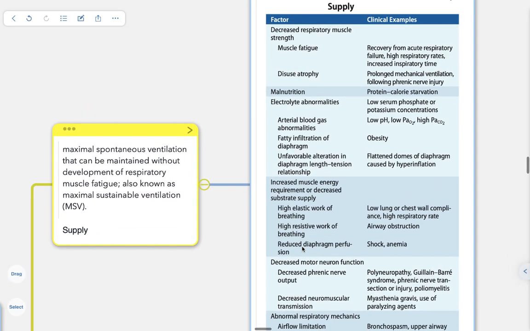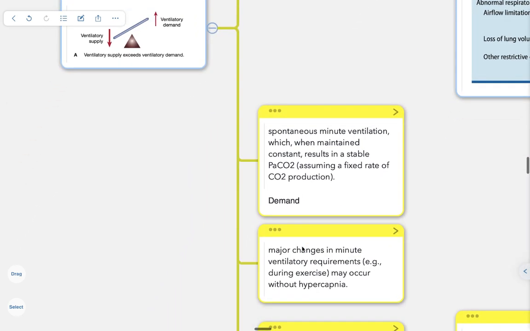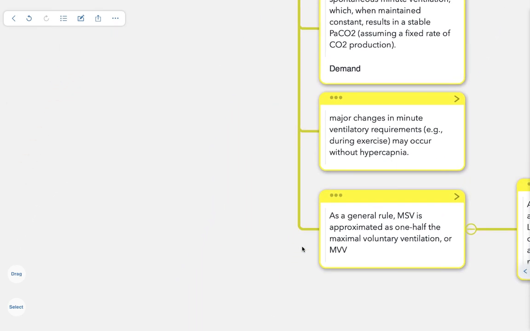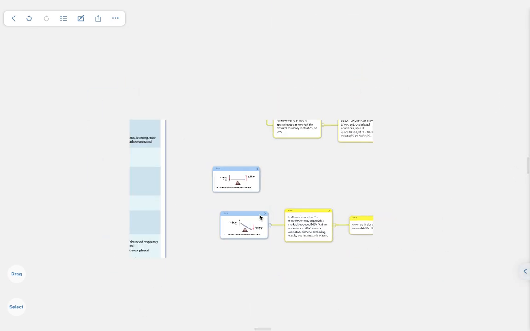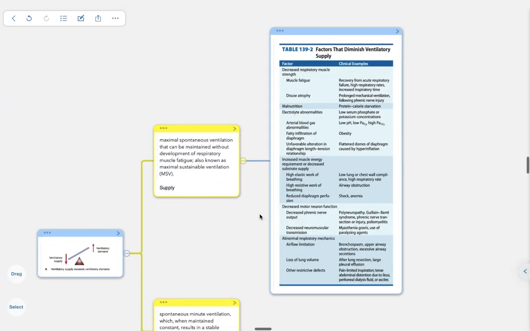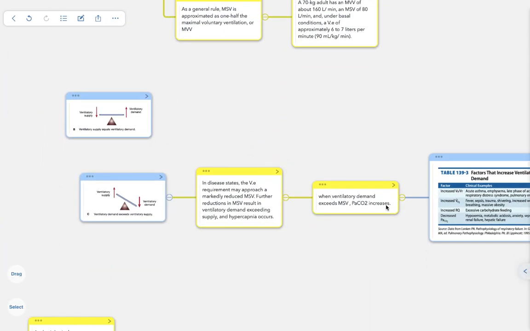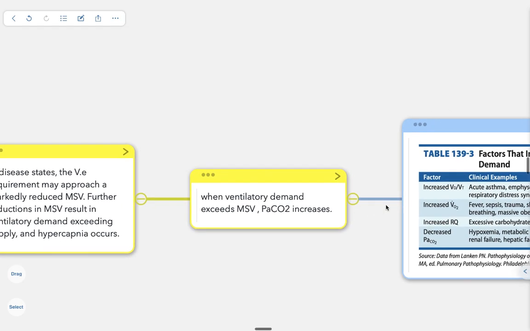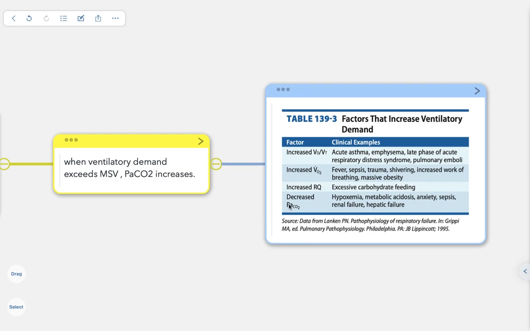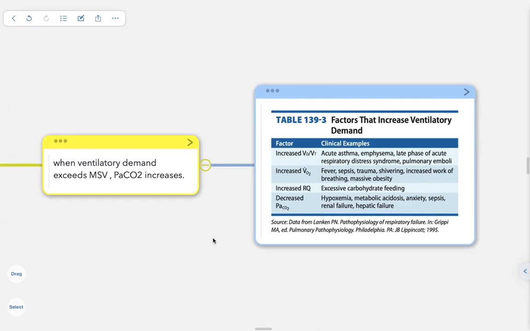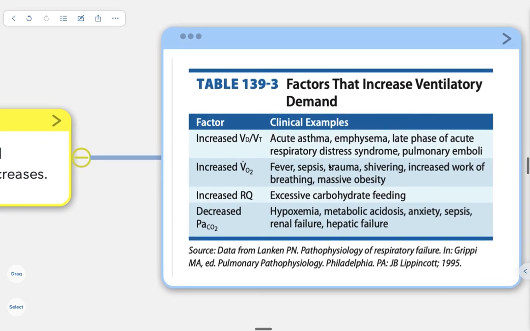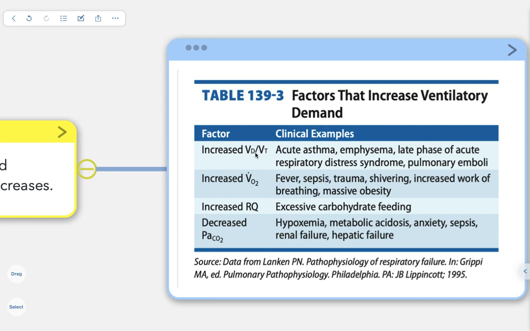Now the factors, so remember the golden rule: any condition which causes either an increase in the ventilatory demand or a decrease in the ventilatory supply can cause a hypercapnic condition, right? So causes of increased ventilatory demand include anything that causes an increase in the VD/VT ratio, an increase in the VO2, an increase in the respiratory quotient, or a decrease in the PaCO2, right? So an increase in the VD/VT ratio is in the case of acute asthma, basically in any condition which is causing an increase in the dead space.